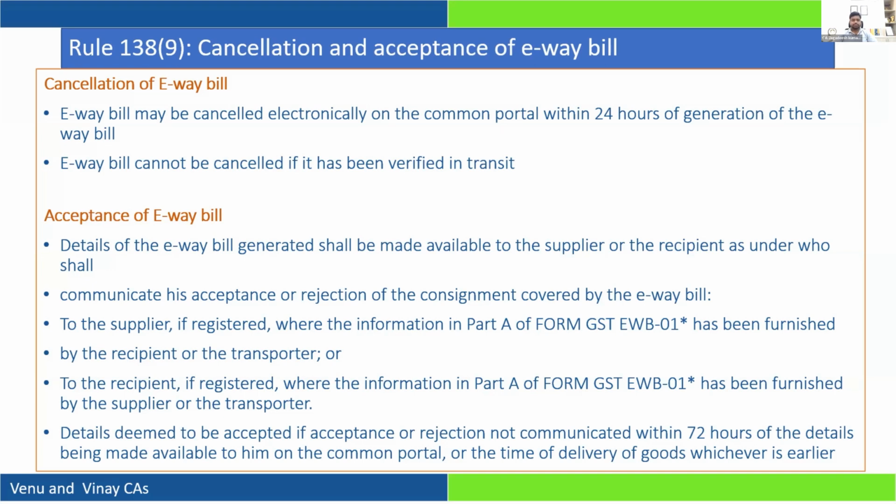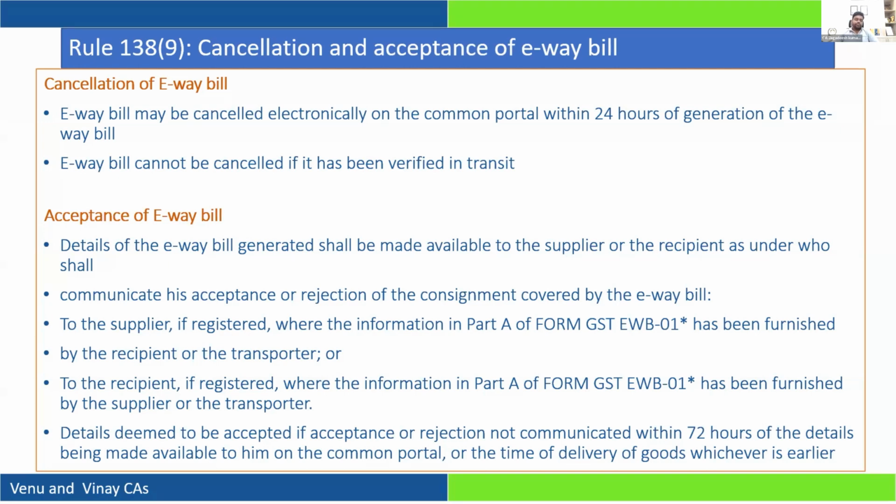Now the acceptance of the e-way bill. Whatever details we provided when the e-way bill was generated should be made available to the supplier or the recipient, as the case may be, against whom the e-way bill has been raised, who can communicate his acceptance or rejection. If the supplier has raised the e-way bill to the recipient, the recipient has to accept it within 72 hours. If he has communicated nothing, neither accepted nor rejected, then after the expiry of 72 hours it is deemed to be accepted.